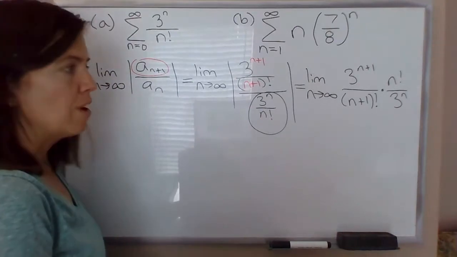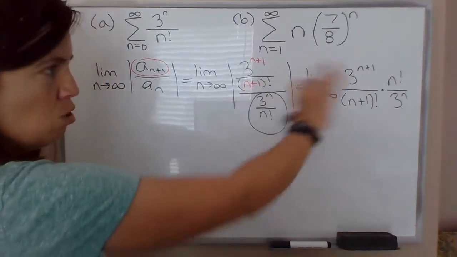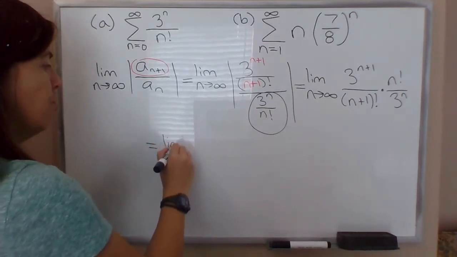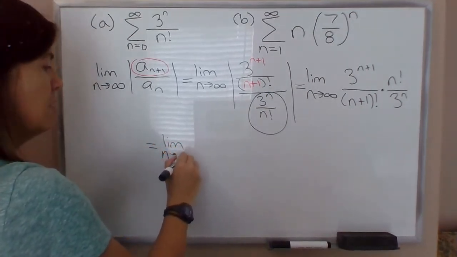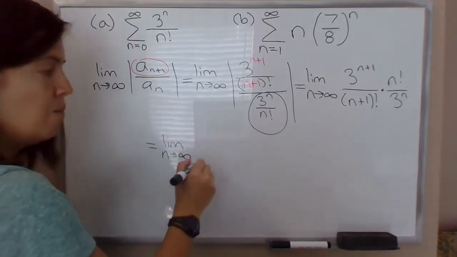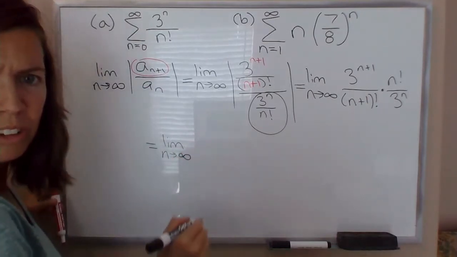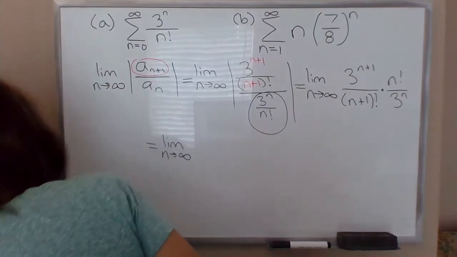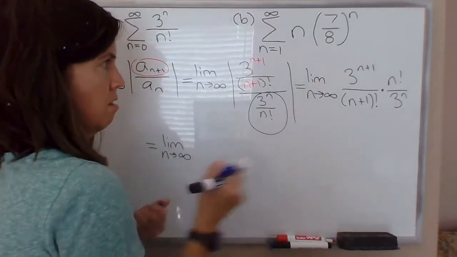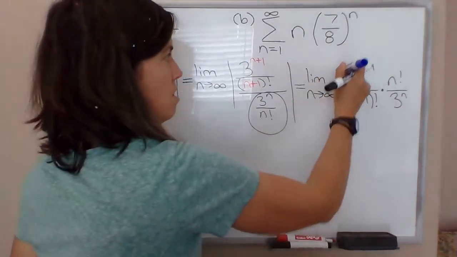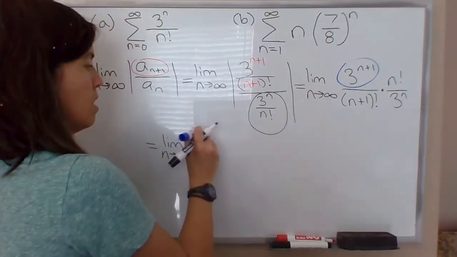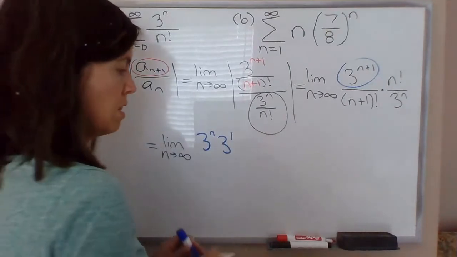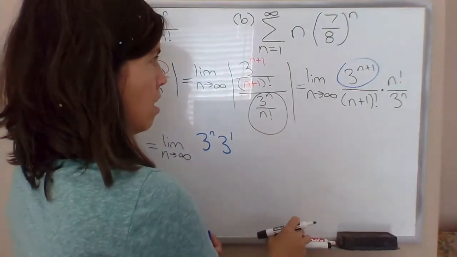Now we want to simplify this a bit. You may be comfortable simplifying it in the form it is there. If you're less comfortable with that, then what you can do is take things like the 3 to the n plus 1 right here, and write that as 3 to the n times 3 to the first. That's equal to 3 to the n plus 1.